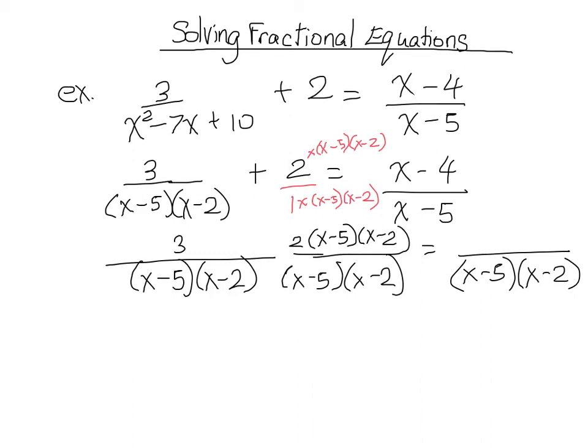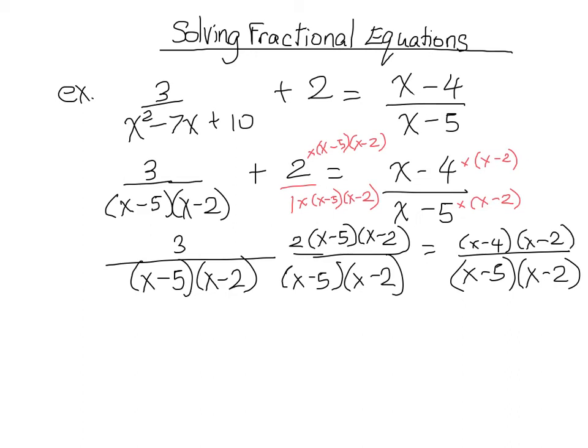All right. Now over here, we already have x minus 5, so we're going to have to multiply it by x minus 2 in order to get to our common denominator. And whatever we do to the bottom, we have to do to the top. So then we have x minus 2 here. Okay, so now over on the right side, we're going to have x minus 4 times x minus 2.